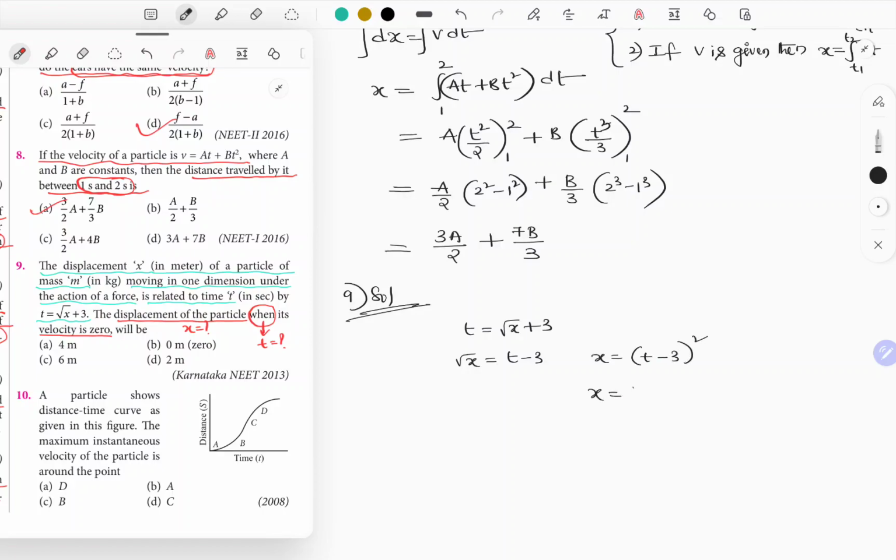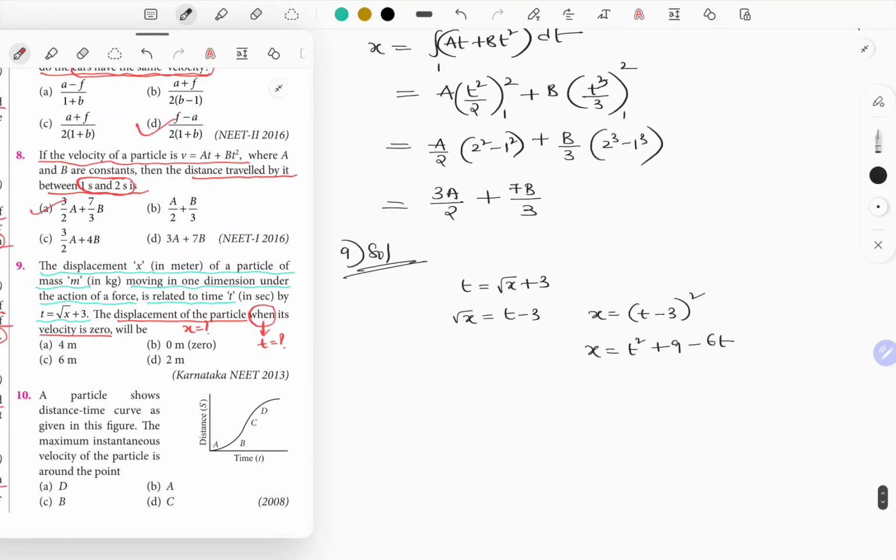Expand this: x is equal to t square plus 9 minus 6 into t. This is the position of the particle. Now, they're asking the displacement of the particle. At what time are they asking displacement? When velocity is equal to 0. So, let me find out velocity.